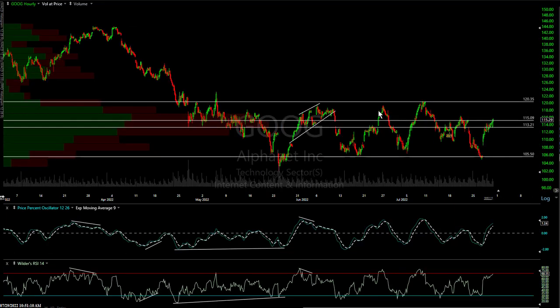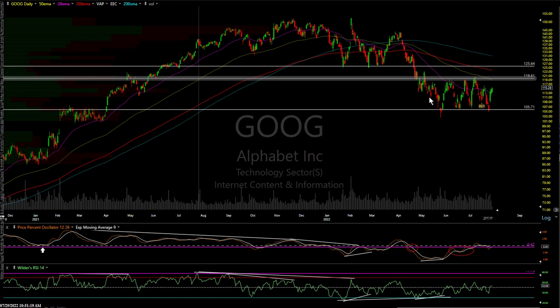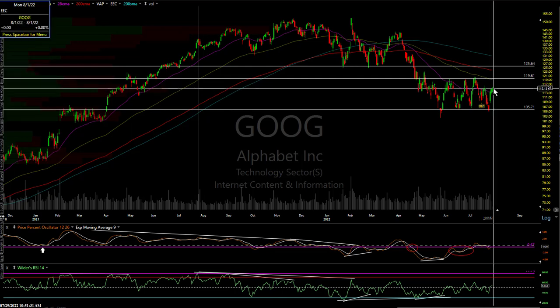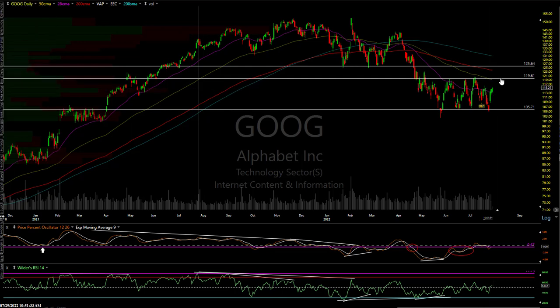Alphabet. Alphabet's kind of slogging around in this range right here. And let me look at the longer term chart. There's the daily chart, ping-ponging again. That's the same trading range we just saw on the 60-minute chart right there. So really not much of an opinion. This one's in no man's land. No man's land is what I call a stock when it's between support and resistance. Resistance about 119.60, support about 105.70.